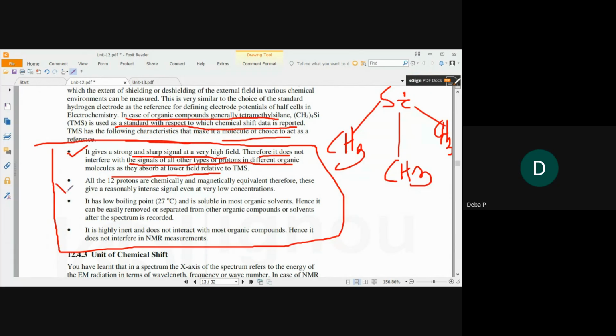The second one is that all the 12 protons present in TMS are chemically and magnetically equivalent. Therefore, it gives a reasonably intense signal even at very low concentration. Here, in TMS, 12 protons are there, all chemically and magnetically equivalent, and hence they will show an intense signal even at very low concentration.